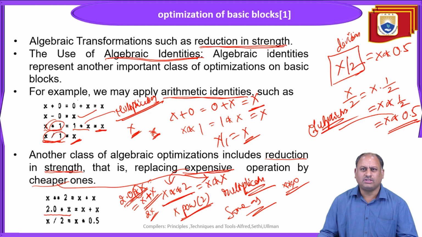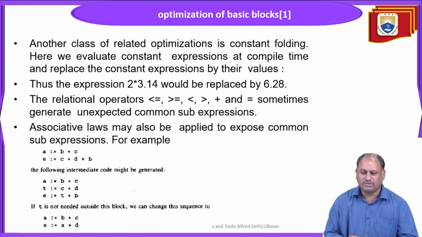So this is one class, and another class of optimization is constant folding. This is also one of the important techniques, a principal source of optimization, where we evaluate an expression at compile time, and this constant expression is replaced by another constant expression, by its value, which gives the same result. For example, the operation you are performing is 2 star 3.14. What operation are we applying? Multiplication.